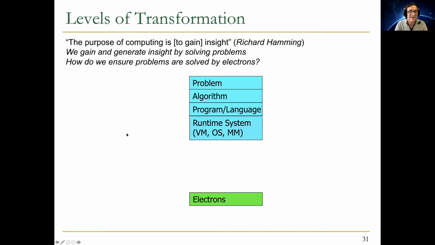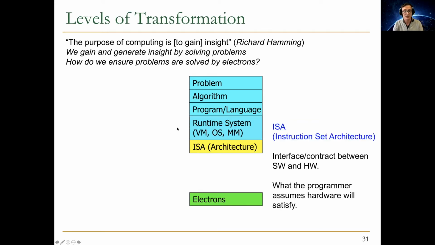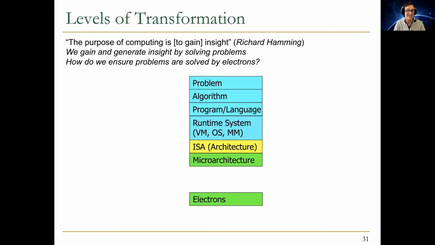Okay, next is programming and language. There are many, many languages. We're not going to cover that in this lecture, but you're taking other courses. And then the runtime system and then the ISA. Let's focus on the ISA a little bit because we're going to spend a lot of time on it, especially early on. ISA is the instruction set architecture. This is really the interface or contract between software and hardware. This is what the programmer assumes hardware will satisfy. So this contract will specify a lot of things, including what the instructions will do. And we're going to focus on that a lot, as I said.